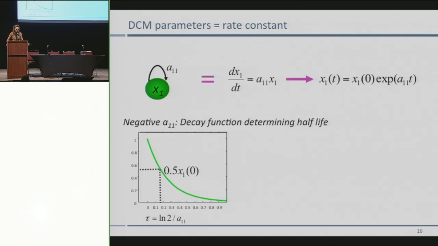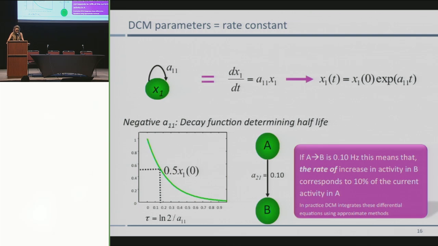So just to draw that out, what we typically have in DCM is a prior that these self-connections are negative. So this will prevent any runaway dynamics or epileptic dynamics, if you like, in our network. And we see that A11 is the decay function that determines the half-life. So by the time x1 has dropped to half of its initial value, x1 at 0, it's in a time that's proportional to A11. So it's inversely proportional with this constant here, which is the natural log of 2.